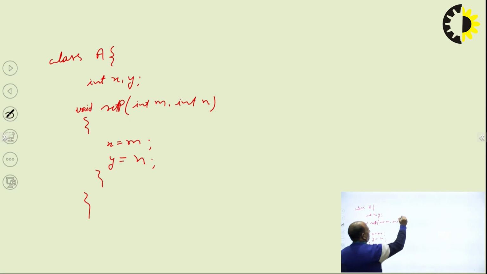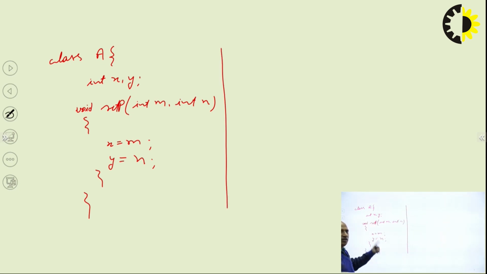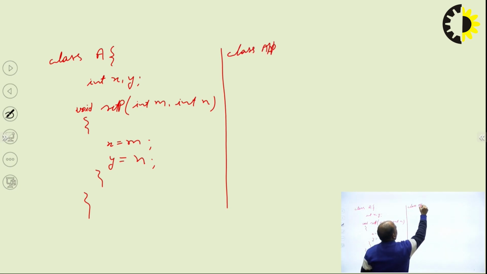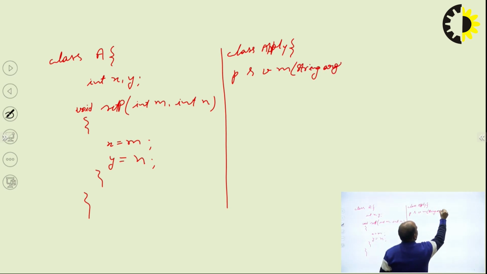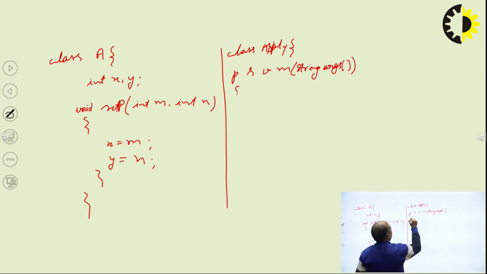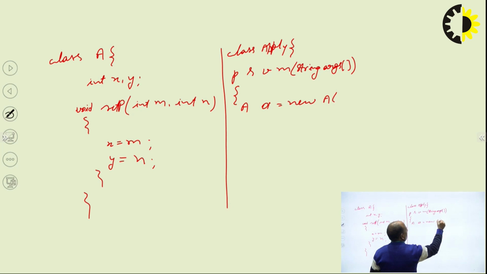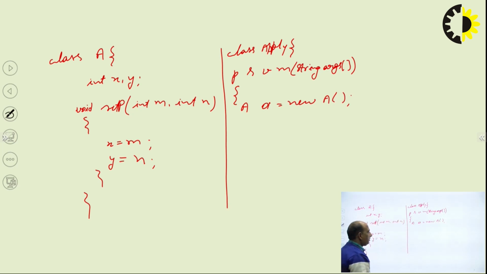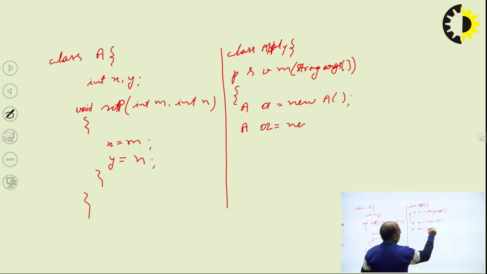Whenever we want to use this class, we have to create an object of it. Let there be a class apply, and here there is public static void main, String args. In this function I have created an object of this class, a01 equals new a. Now I have created another object, a02 equals new a.